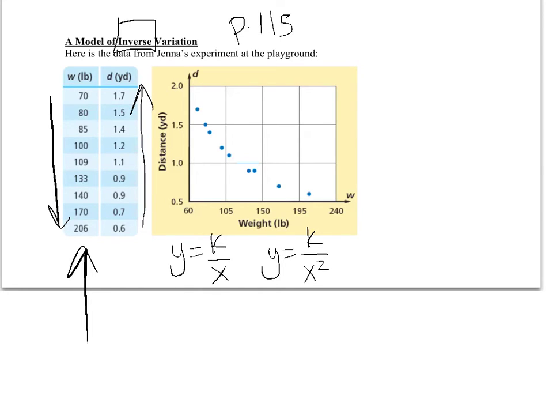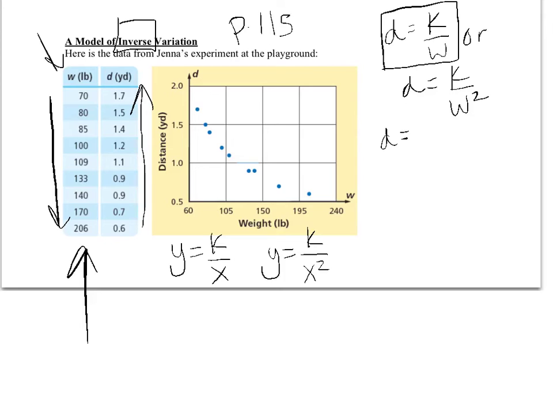Well, the first thing I would do is I would test it. So let's rewrite it as d equals k over w or d equals k over w squared. And we've got to test and see which one it is. So I would use the points and test it with these points on the table. So let's try d equals k over w first. Let's solve for k, just like we're following our steps.